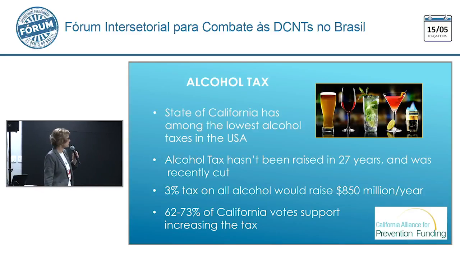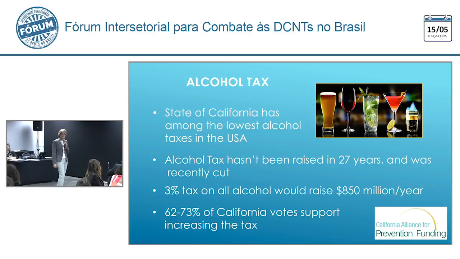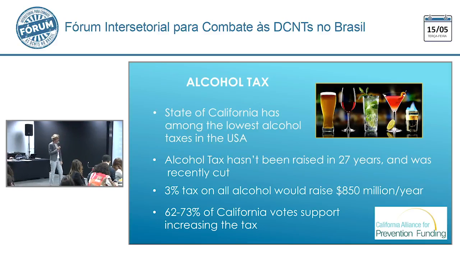The next consideration is a tax on alcohol. And some things about that. The state of California has among the lowest alcohol taxes in the USA. Each state has different taxes. The alcohol tax in California hasn't been raised in 27 years, and it was recently cut. A 3% tax on all alcohol would raise $850 million a year. And also, between 62 and 73% of California voters support increasing the tax. So that's a good possibility.